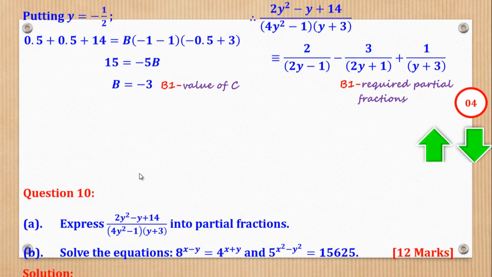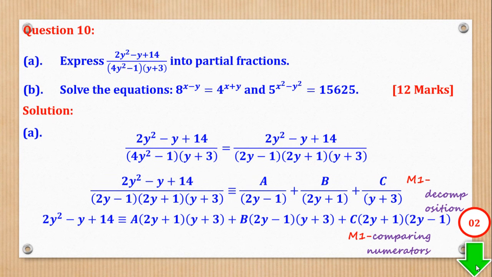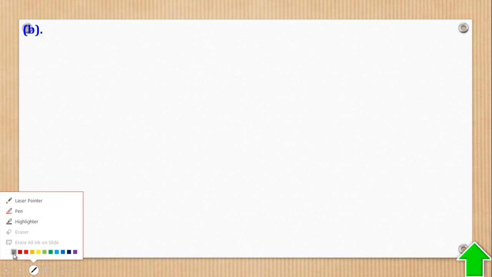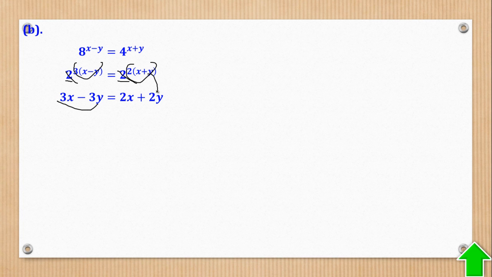Now we shall go to part B. Part B says solve the equations this and this. So in other words, we want you to solve them simultaneously. So given this, you have to change to the smallest base, which is 2 to the power 3, 2 to the power 2. Same base, you cancel them, you remain with this. Here, you remain with the powers alone.